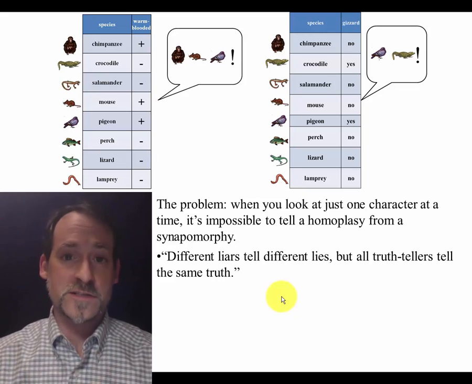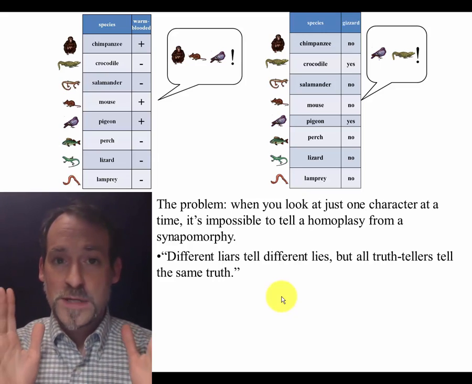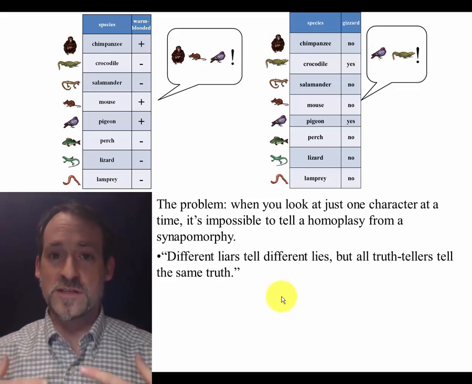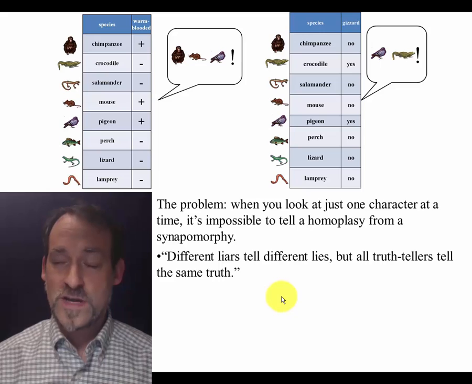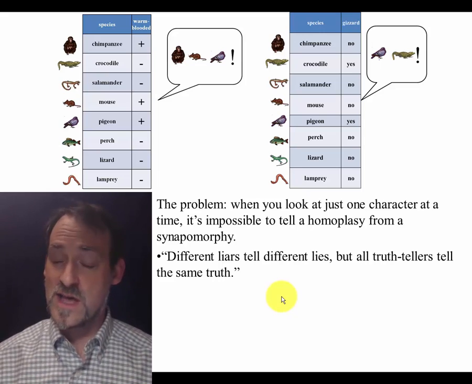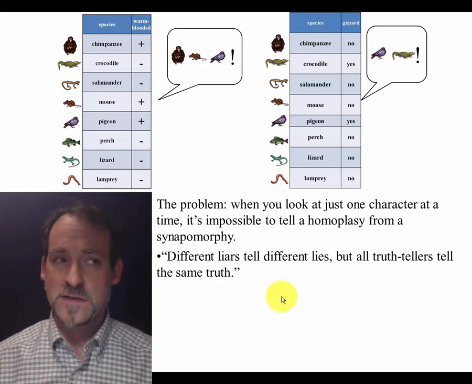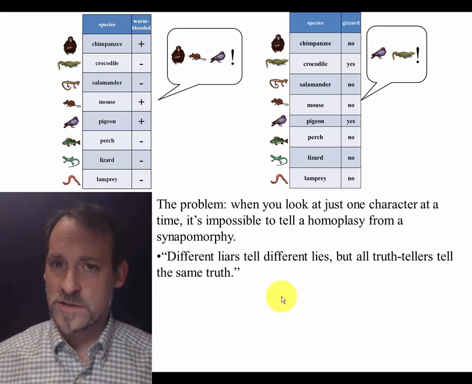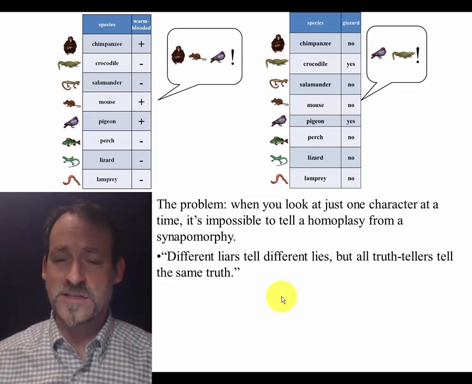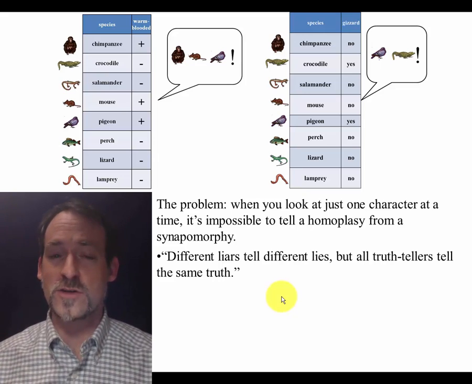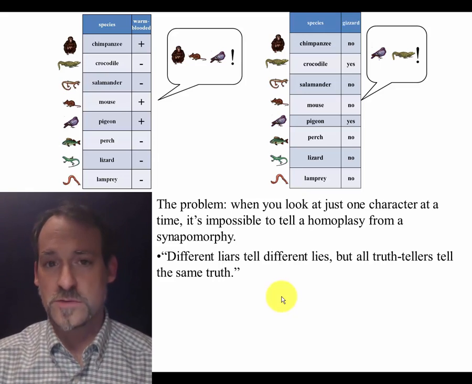Different liars will tell different lies, but all truth tellers will tell the same truth. So if you've got different characters that lie, different homoplasies, they ought to all be telling different lies. But your true synapomorphies all ought to tell the same story. They ought to tell you about the same evolutionary history.